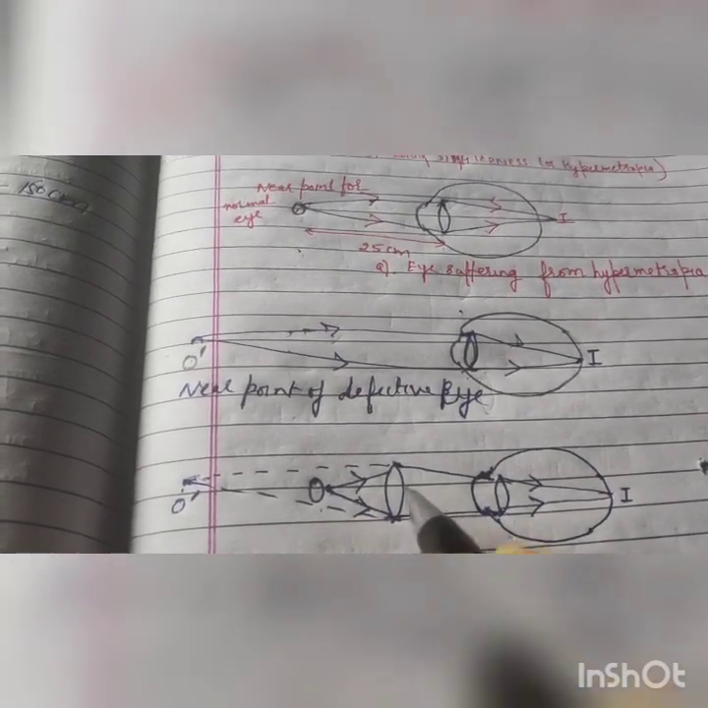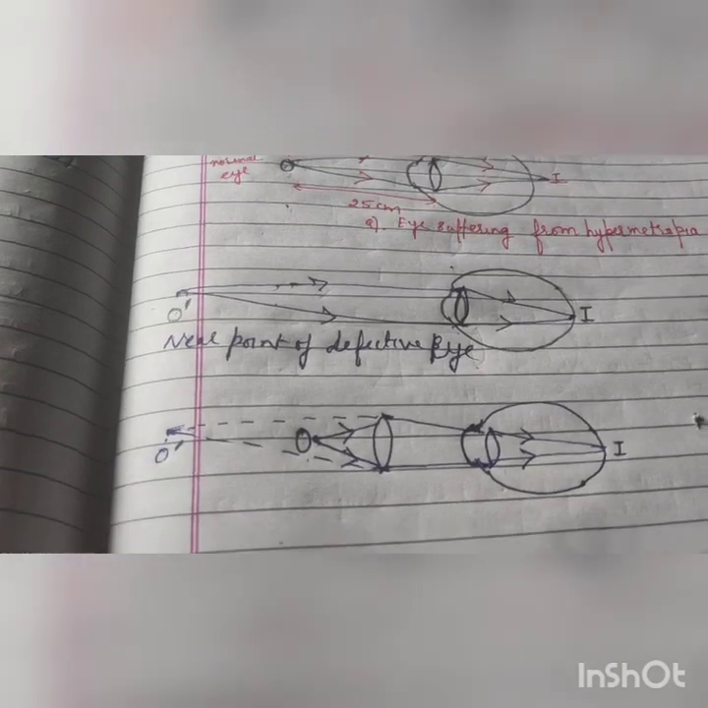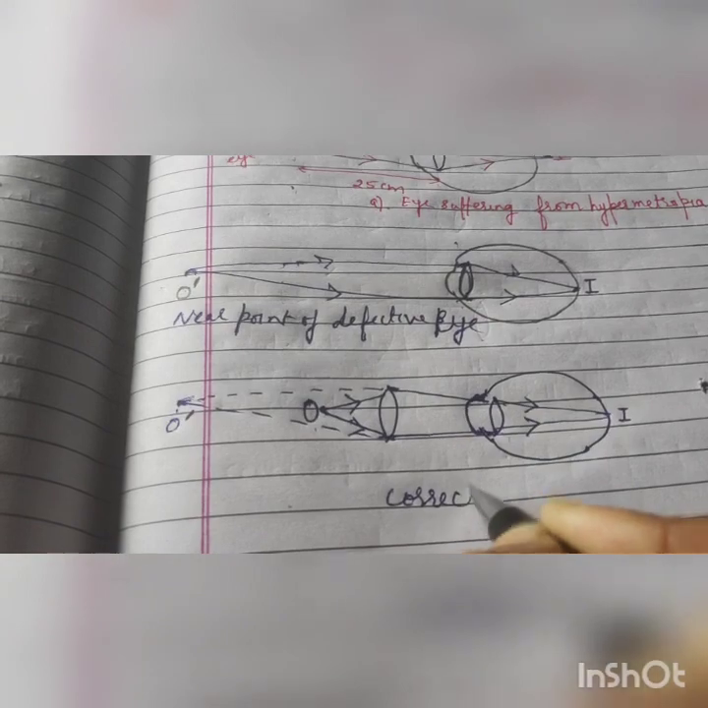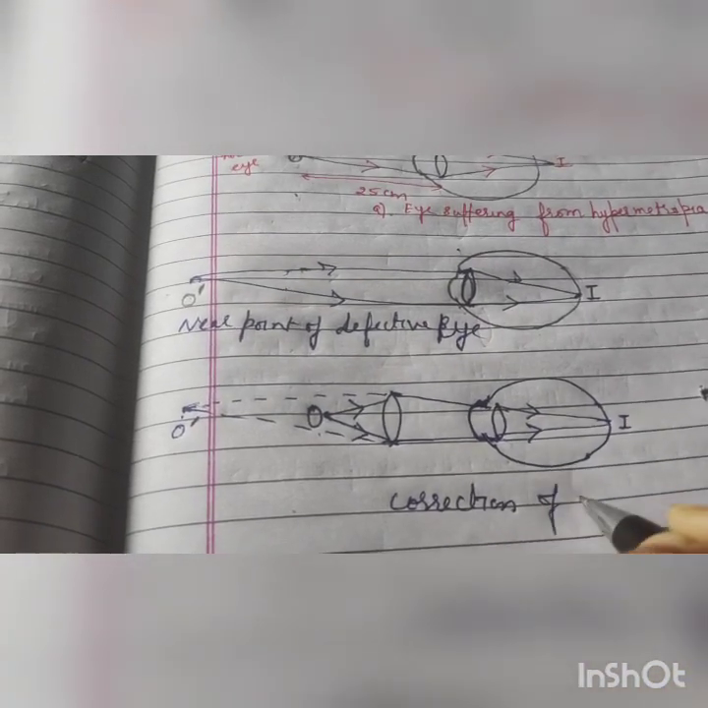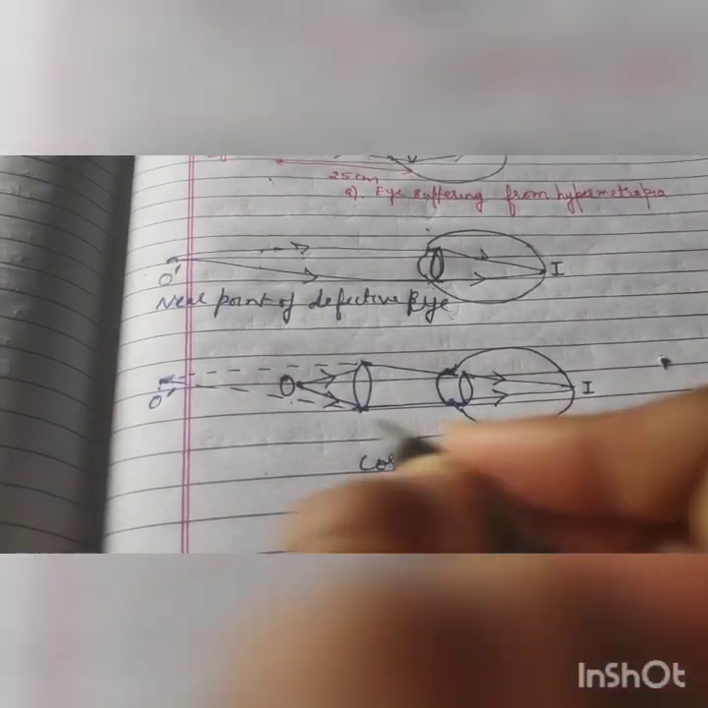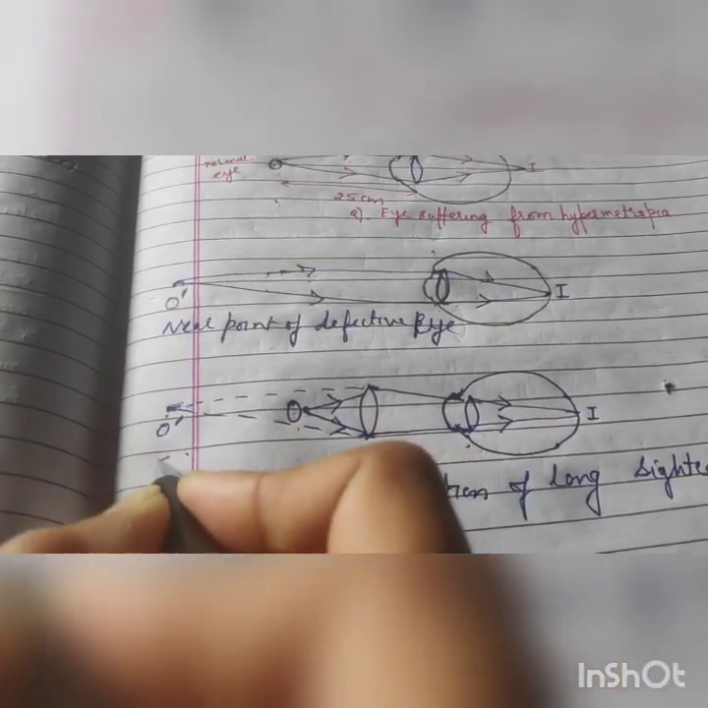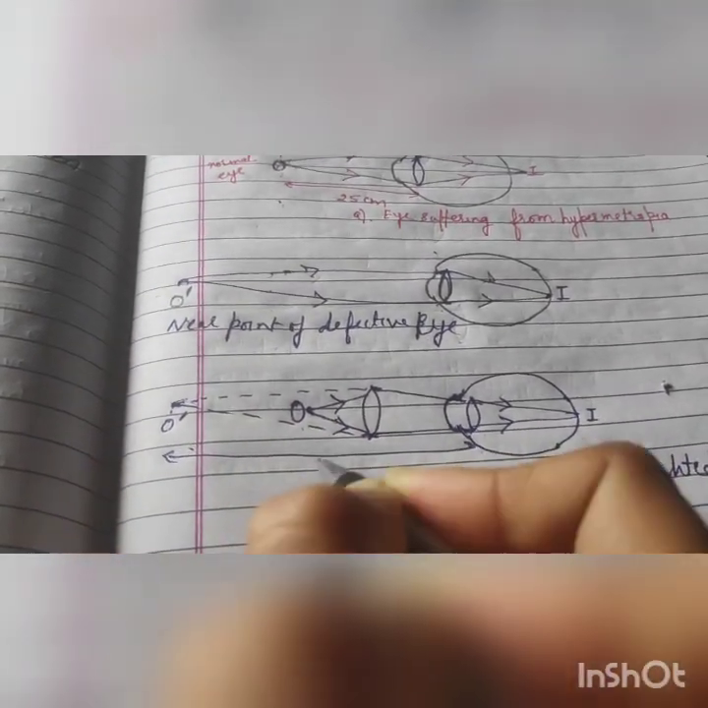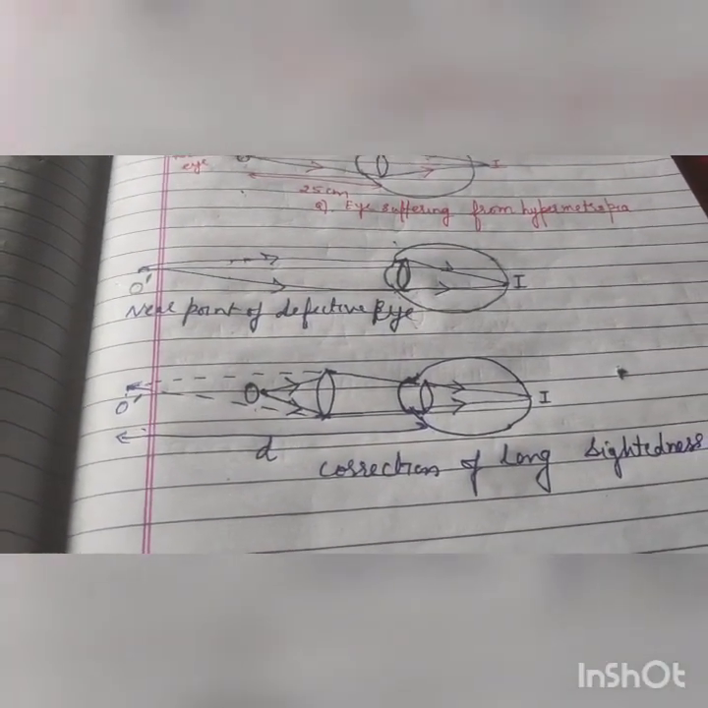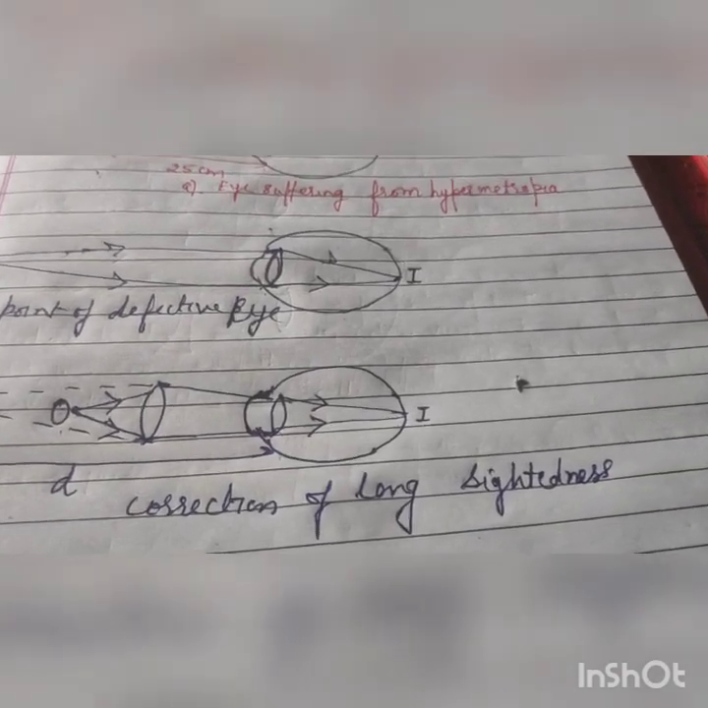Now I am going to make you understand one more time. This is the correction of long sightedness. This distance is d. वहाँ पे भी हमने d डिस्टेंस लिया था. Image distance there is also d.